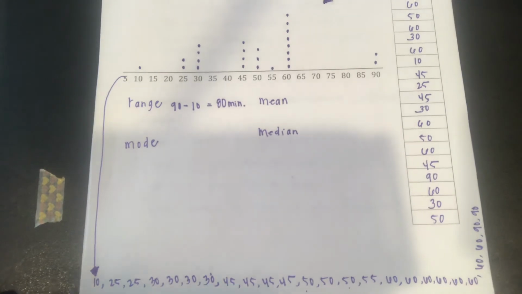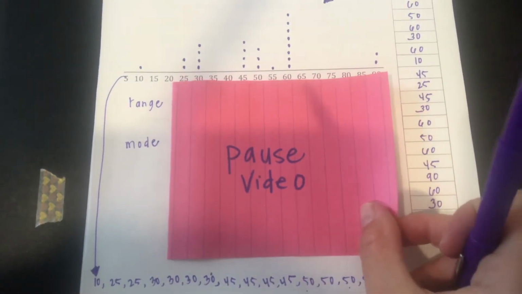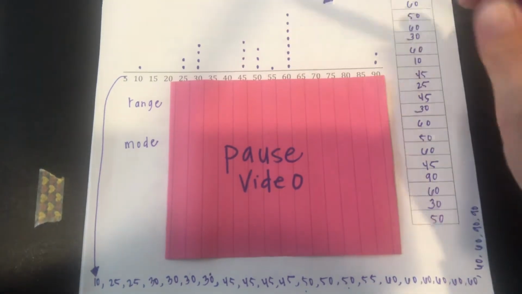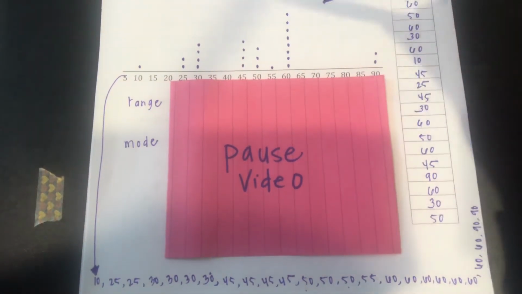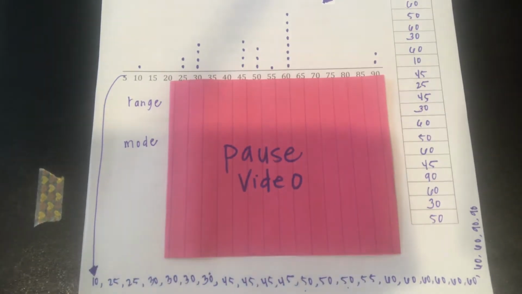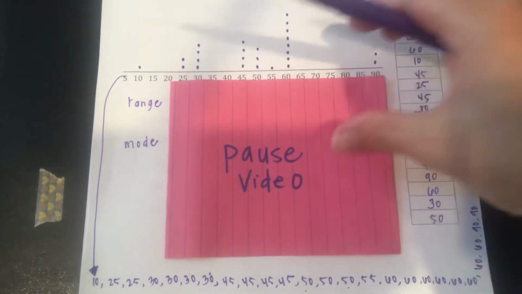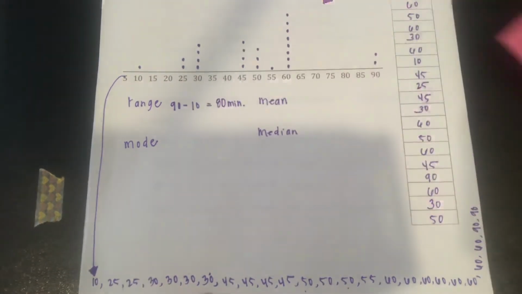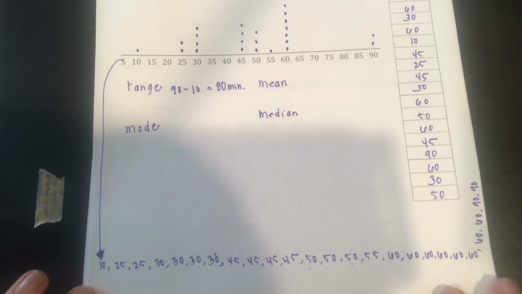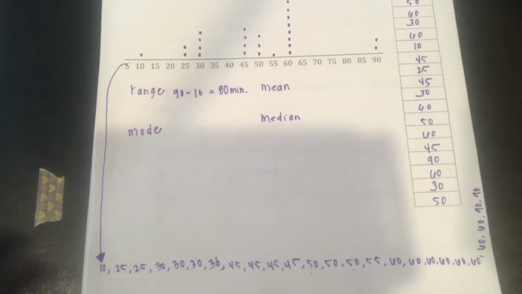So I want you to pause, and when you come back on, I want you to have your numbers all at the bottom, count them up, and make sure that you have the same number of dots as you do numbers at the bottom, okay? So go ahead and pause that, and when you're ready, we will start using that least to greatest number at the bottom.